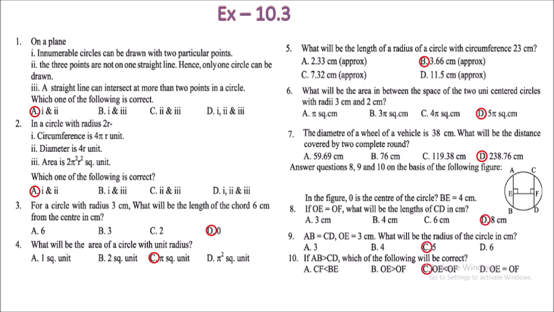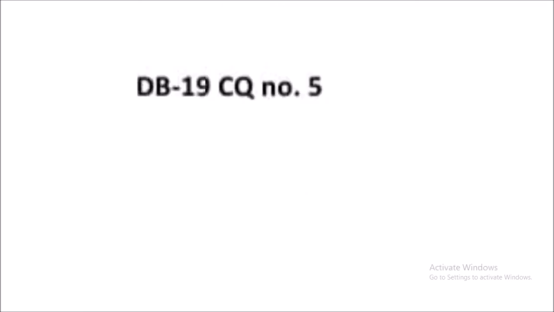So if AB is greater than CD, which one of the following is correct? That is C is the correct one, because we just proved this one today in the third theorem of the Dhaka board. So that is all of them. So this is example number 48, Dhaka board.